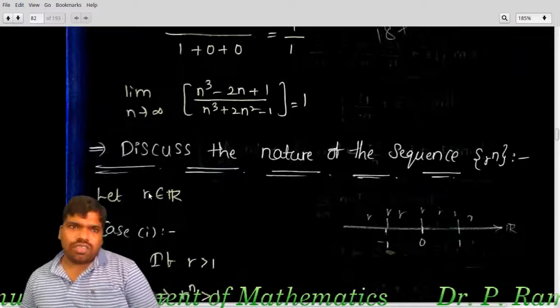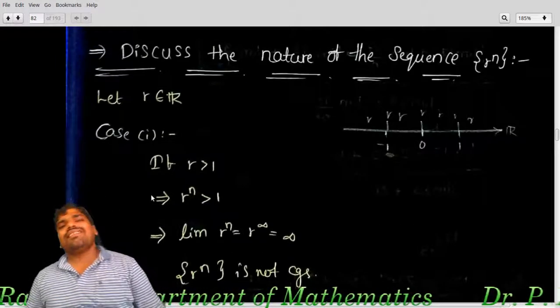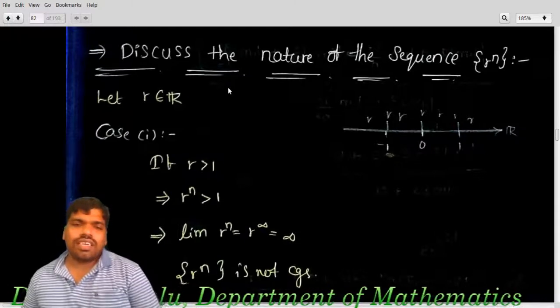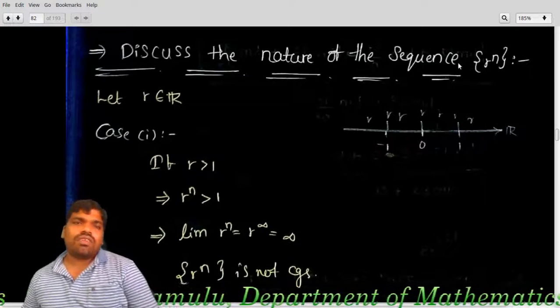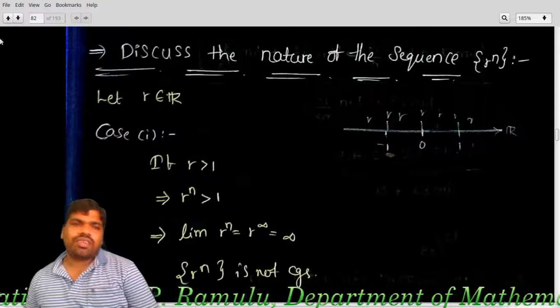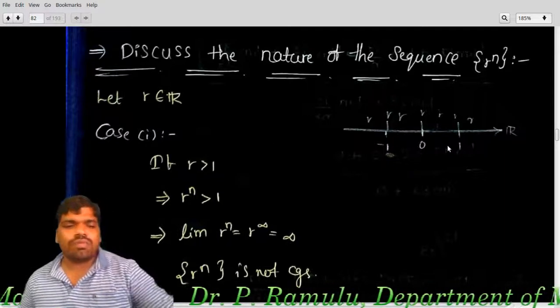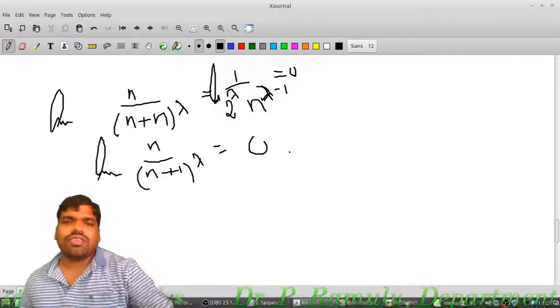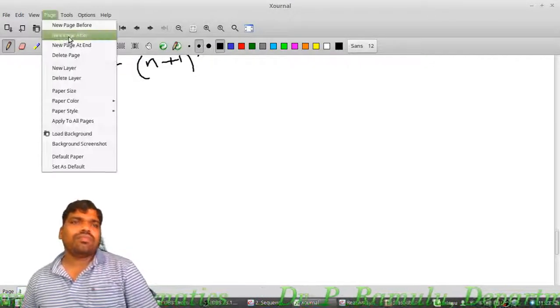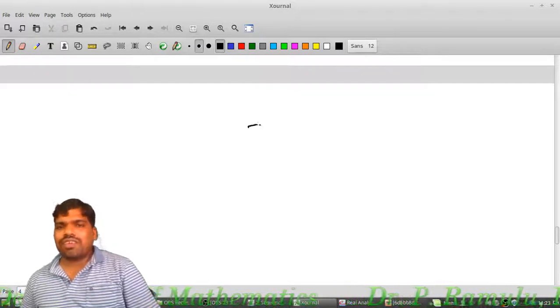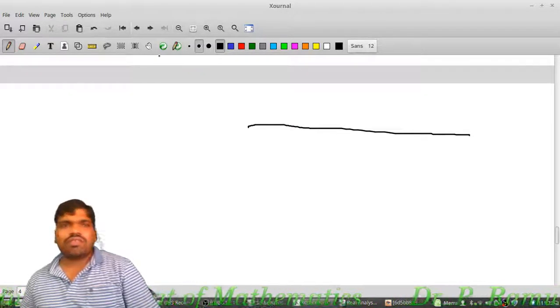Okay, so this is very important. Discuss the nature of the sequence, right? Discuss the nature of the sequence r power n. Let r equal 1. If r is greater than 1, the limit of r power n equals infinity, right? I am explaining this. So we would like to discuss the nature of the sequence.